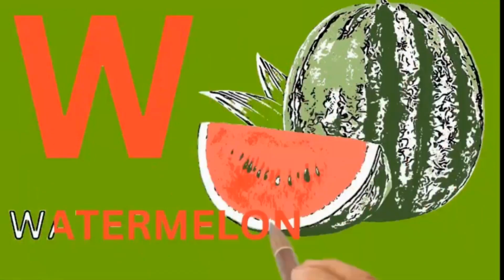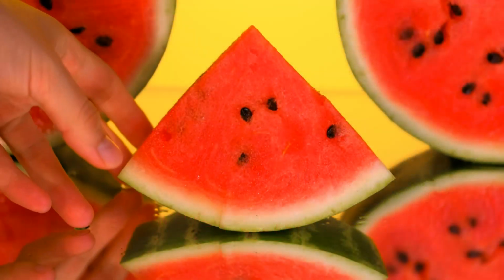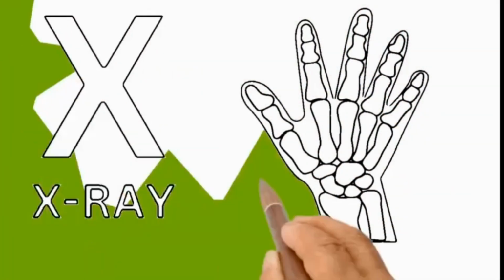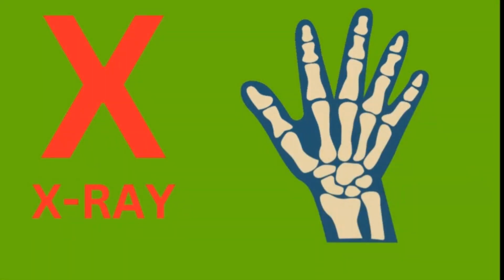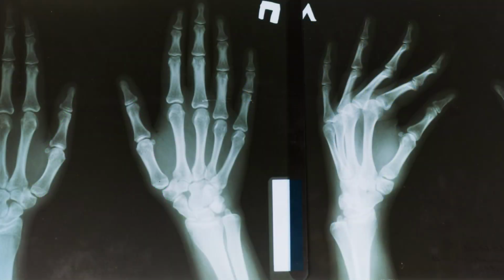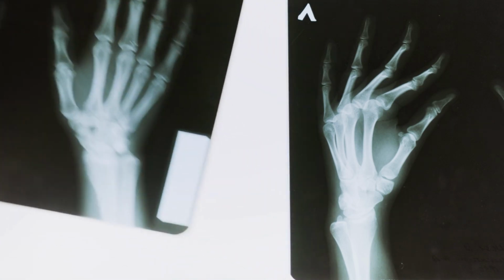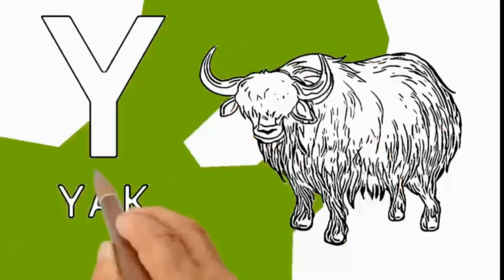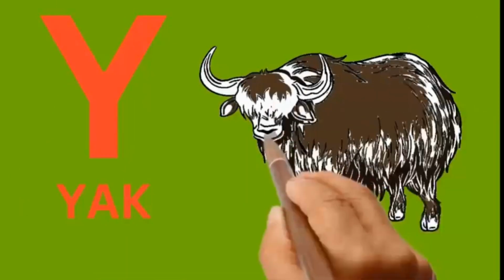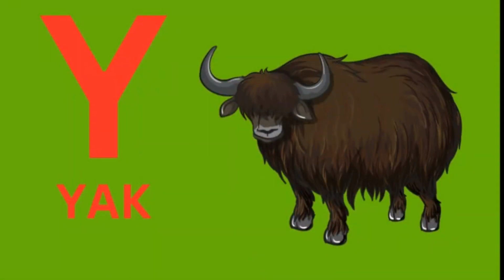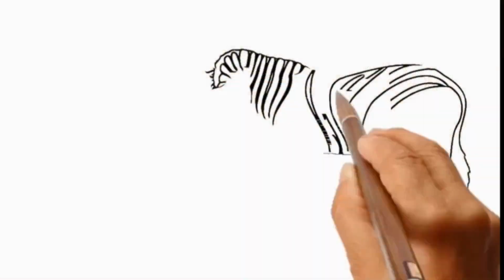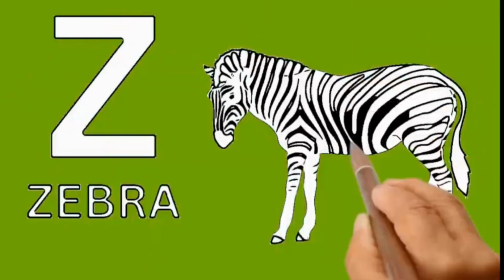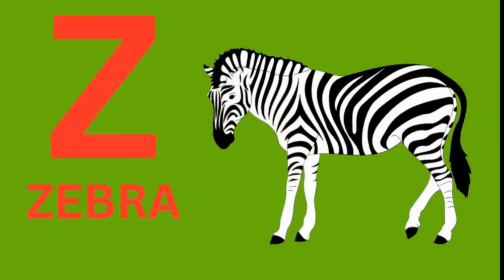W for watermelon. X for X-ray. Y for yak. Z for zebra.